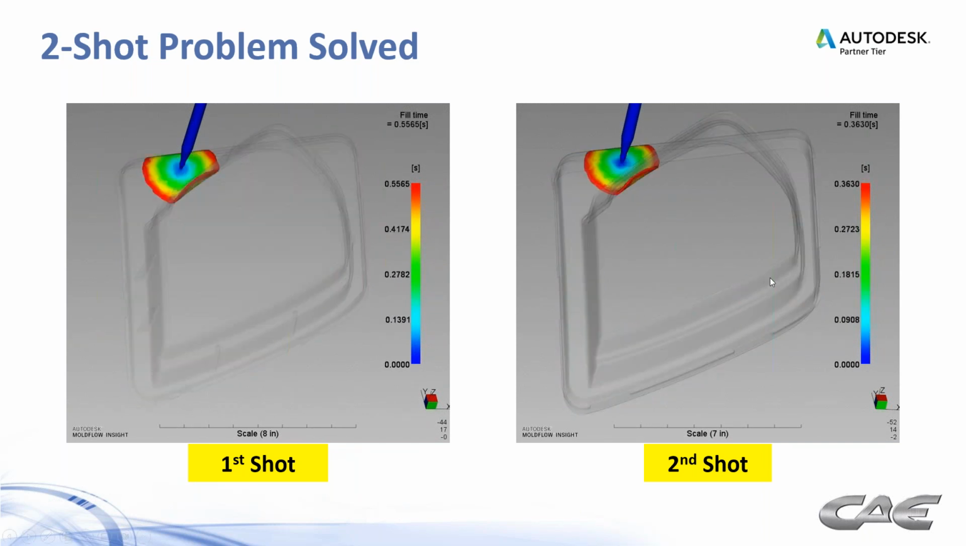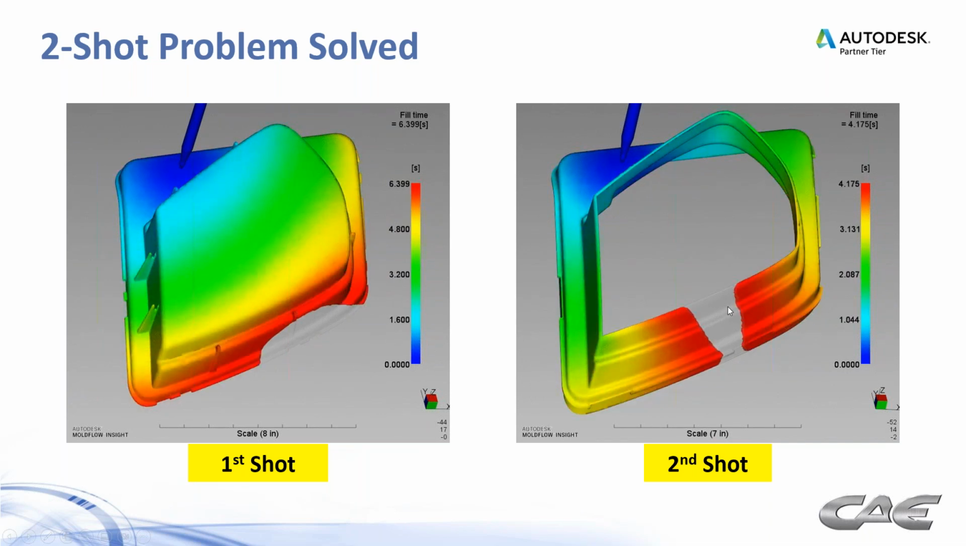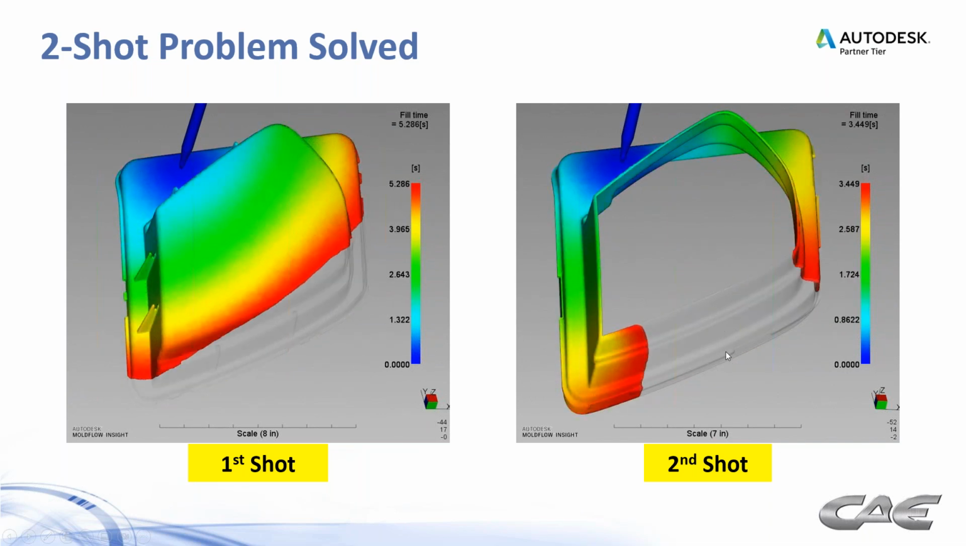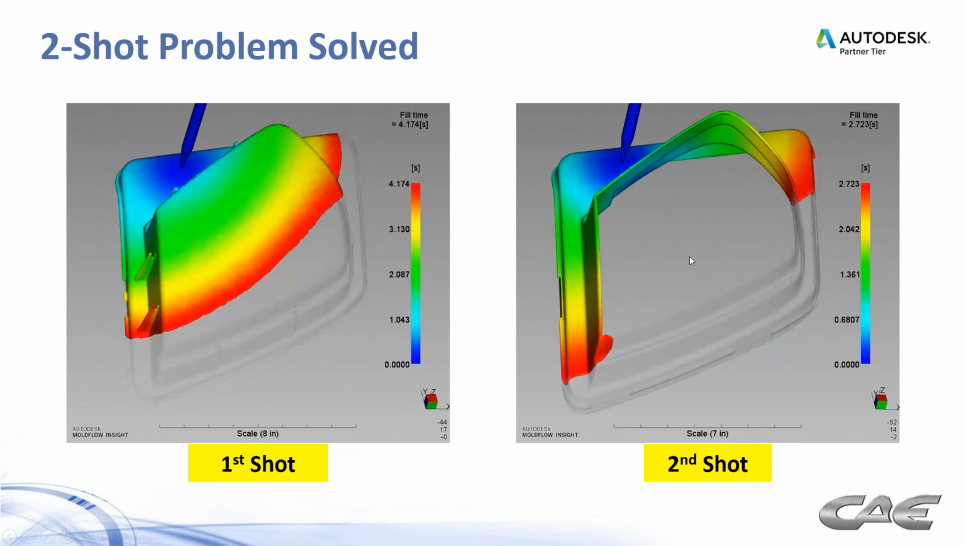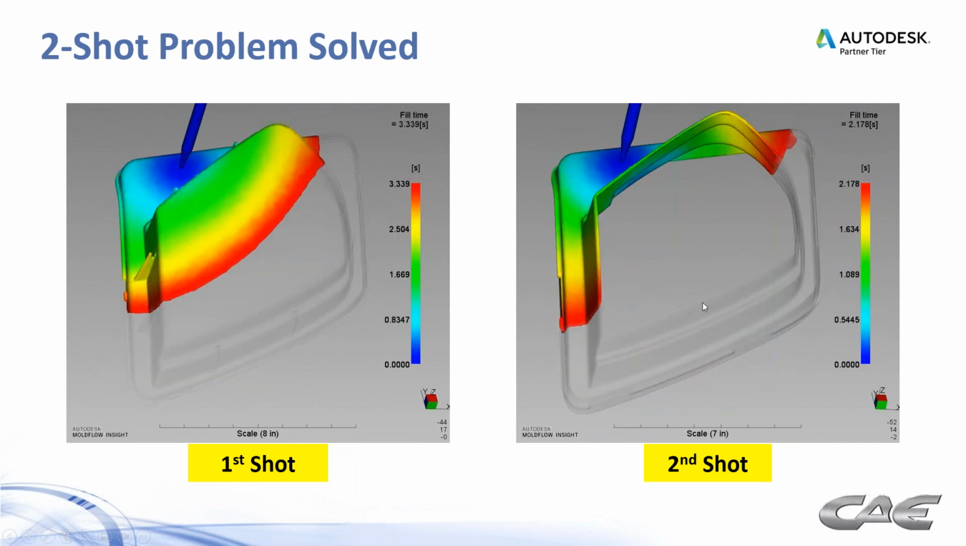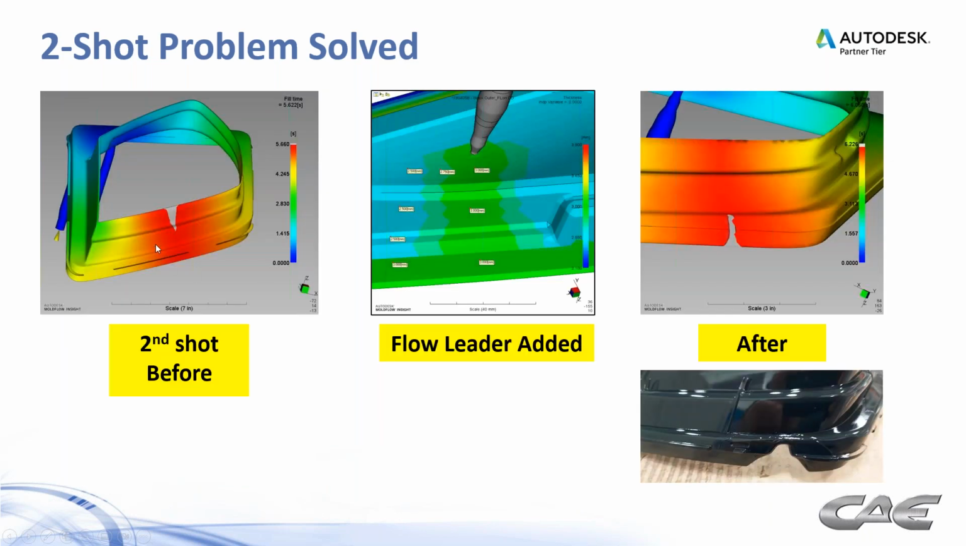And then with the second shot, notice what's happening here. We've got a knit line forming, and then it's pushing air back towards that first shot. We don't want that. That air cannot be vented there. Here's showing this little V-shape air trap.